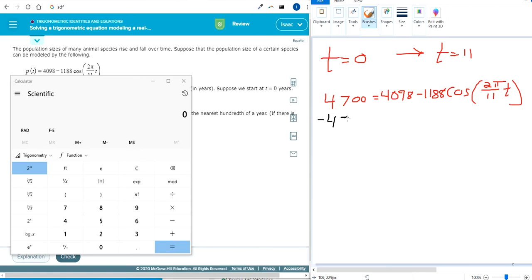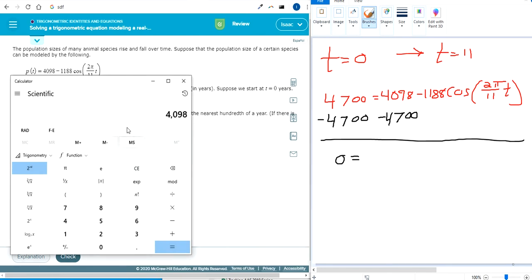So let's actually set the equation equal to 0, because when we're trying to find solutions in a graphing calculator, what you'll want to do is set whatever function, whatever equation you have equal to 0. Negative 602, I forgot from the last one. Oops, this is subtract 1188 cosine 2 pi over 11t.